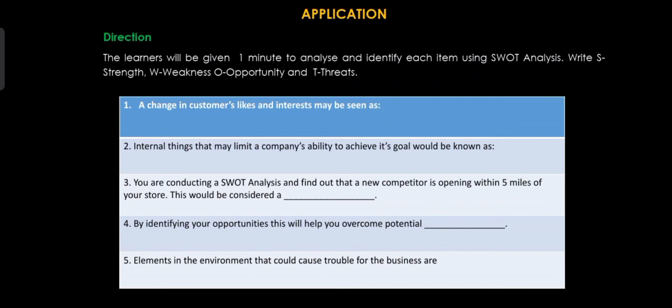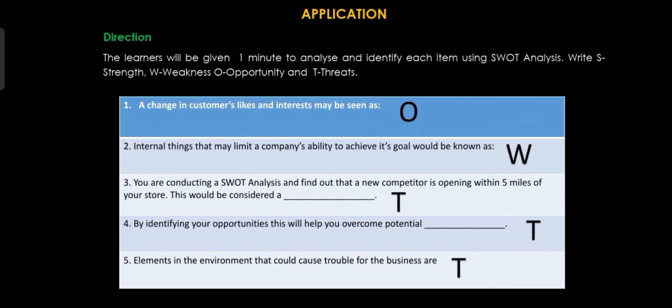Okay, class, your time is up. Let's try to answer those 5 questions. A change in customer likes and interests may be seen as an opportunity. Internal things that may limit a company's ability to achieve its goal would be known as weaknesses of the company. If you are conducting a SWOT analysis and find out that a new competitor is opening within 5 miles of your store, this would be considered a threat.